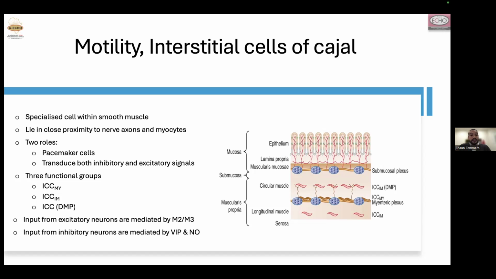Two roles they have is to be pacemaker cells of the gut. They transduce both inhibitory and excitatory signals, and you find them in three functional groups. They're either interstitial cells of Cajal in the deep muscularis propria, the intermuscular cells, or those that are in close connection to the myocyte itself. The excitatory input is via muscarinic M2 and M3 receptor activation, and inhibitory neurons are mediated via VIP and nitric oxide stimulation.